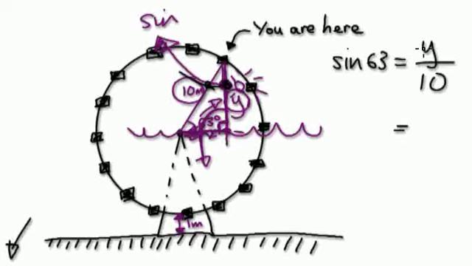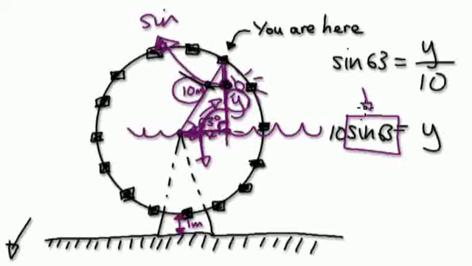Now get y on its own, so times both sides by 10, so it would be this. 10 sine 63 equals y. Remember that sine 63 is just a number. Okay, you punch this into a calculator and it would just basically represent a number. Well, whatever that number is, you times 10 and it will give you this height here. So y equals this, 10 sine 63.